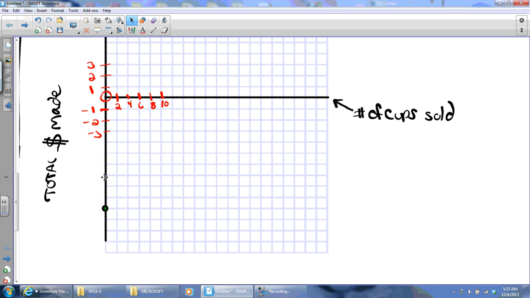All right, so now I know that actually, you know what? I think I'm going to use the 1/2, like I said. I said I was going to use the 50 cents, but I'm going to use the 1/2. For every 1 cup he sells, he makes $2. Some of you are thinking, Mr. Lawrence, he just went up 1 and over 1. No, I went over 2 because I'm counting by 2's on the x-axis. And so my graph is going to look like this, right?